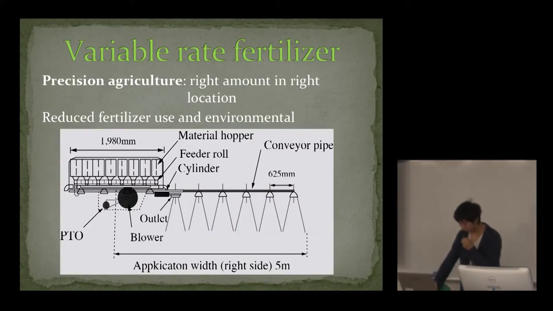This distributor is good for precision agriculture. It can reduce fertilizer use and environmental burden.